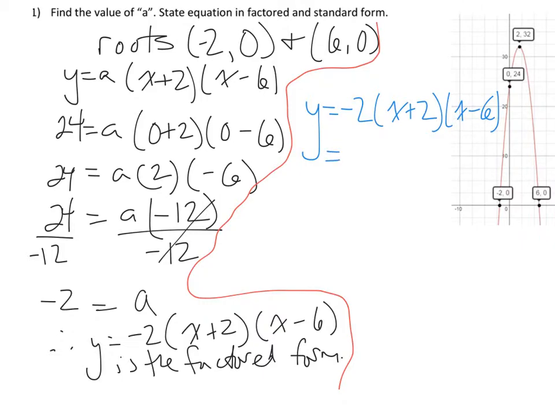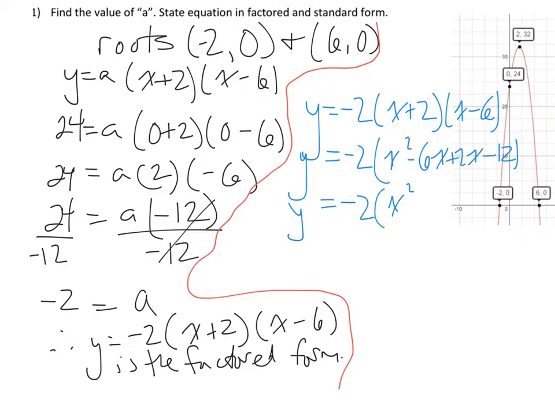So I'm going to go y equals, and I'll leave the -2 for the end because that's the way I like to do it. And I know that I have to FOIL it. So what's x times x? I get x squared. And what's x times -6? That's -6x. And what's 2 times x? That's positive 2x. And what's positive 2 times -6? That's -12. So next, I know -2, and now I need to simplify.